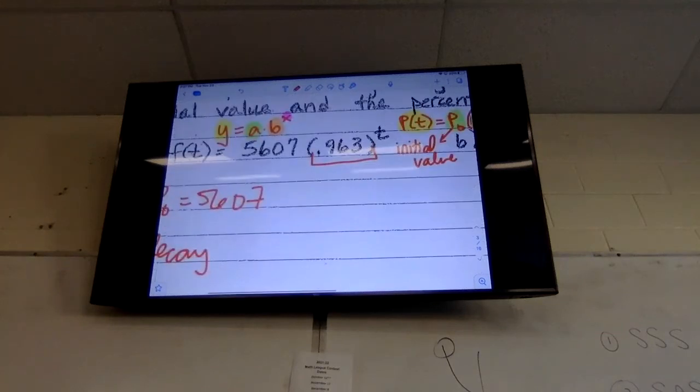I'm going to set my base equal to 1 plus r, and I'm going to solve for that. That's going to tell you what your rate is.